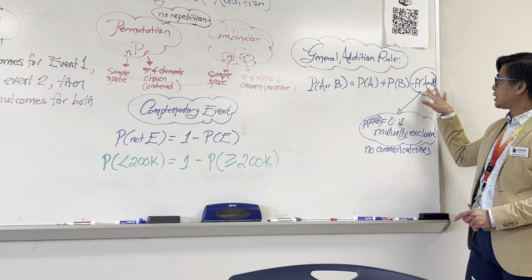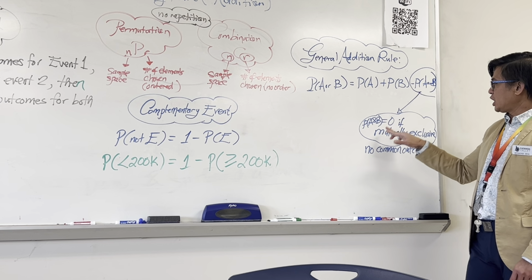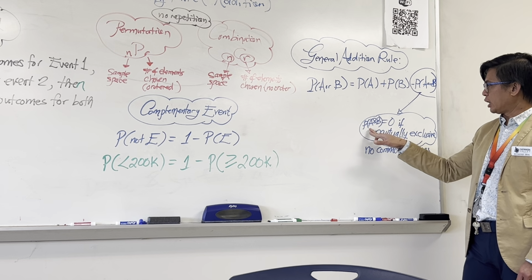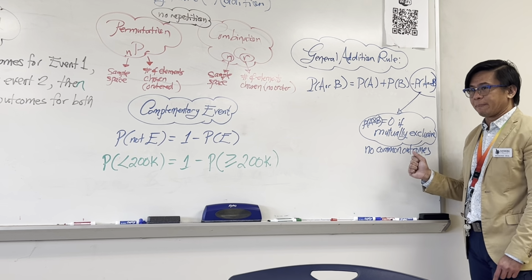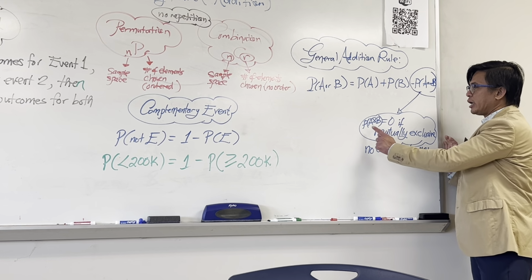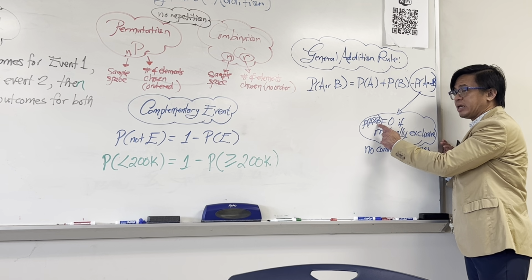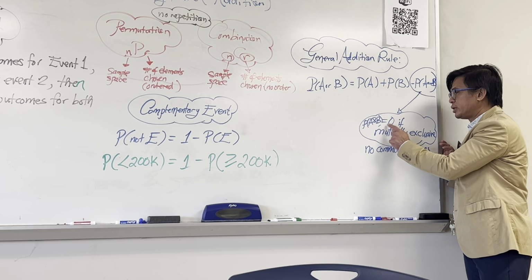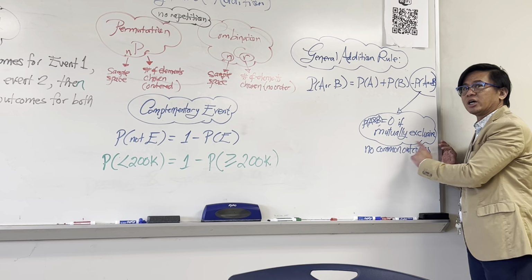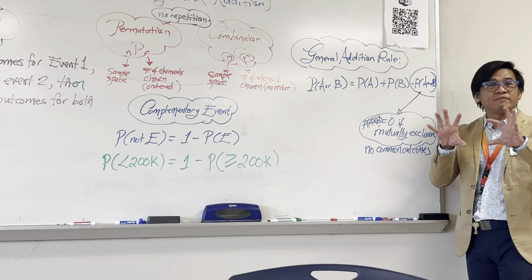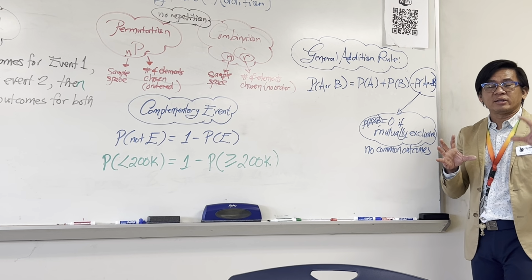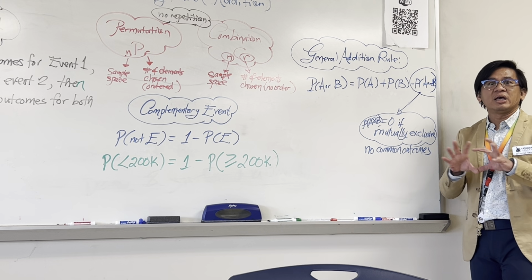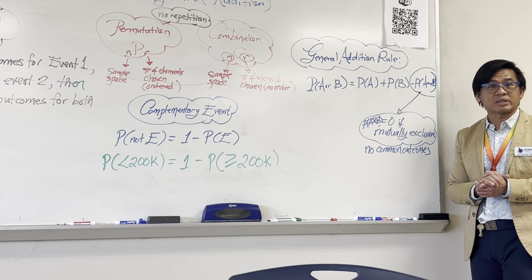However, in some cases, this will be equal to 0, right? And why will that happen? Well, it says in here, if the probability of A and B both happening together is equal to 0, that means they are mutually exclusive events. There's no way that events A and B are going to happen at the same time.